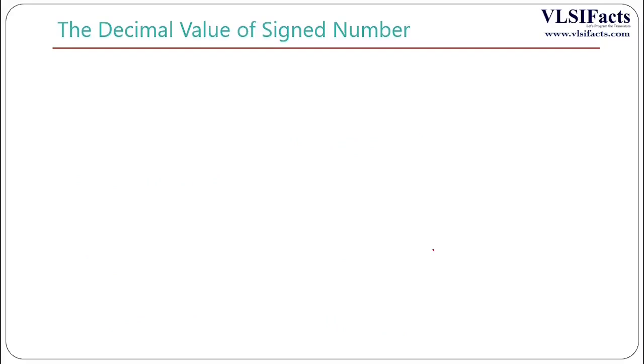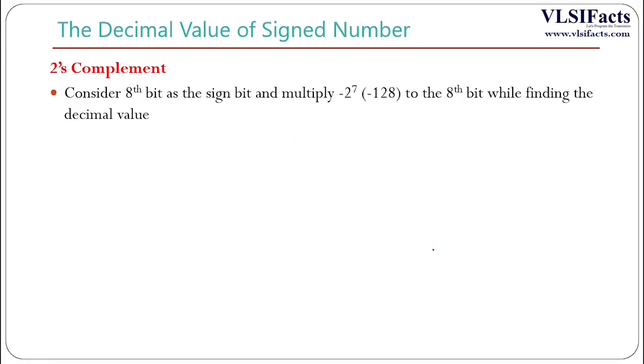Now let us learn how to calculate the decimal value of a signed number if the number is represented in its 2's complement form. In this case, we will consider the 8th bit as the sign bit and multiply minus 2 to the power 7, that is minus 128, to the 8th bit while finding the decimal value. And we will not add 1 if the result is found to be negative, unlike the 1's complement method. So we will consider the same examples over here.